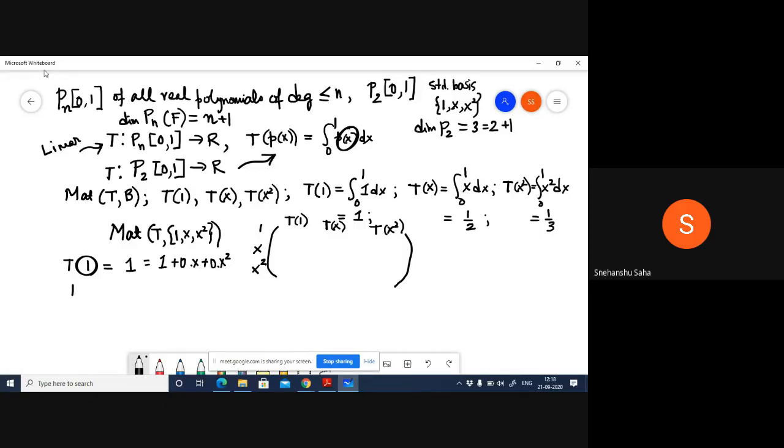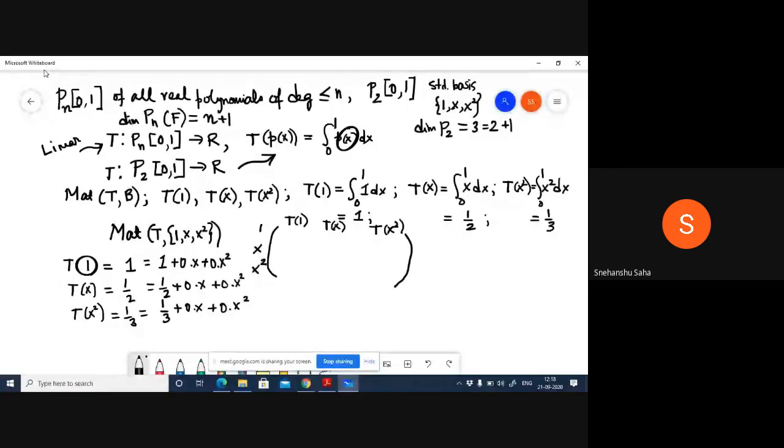The next is T of x, right? Now T of x, we computed that to be 1/2, right? So this is 1/2 plus 0 times x plus 0 times x square. And then T of x square, we computed that as 1/3, and so this is 1/3 plus 0 times x plus 0 times x square. So you are able to express this in terms of the standard basis vectors.